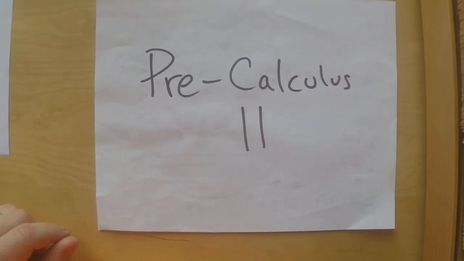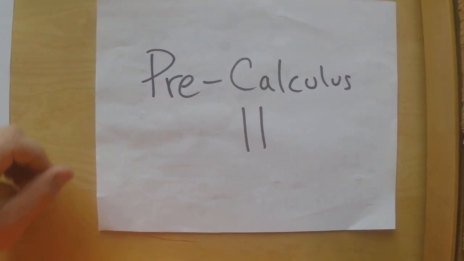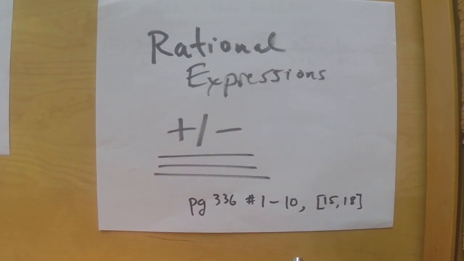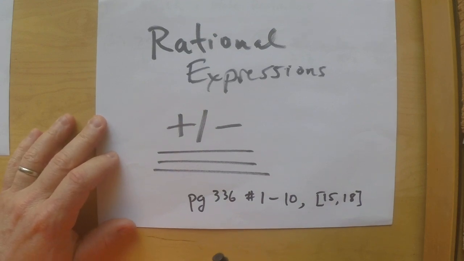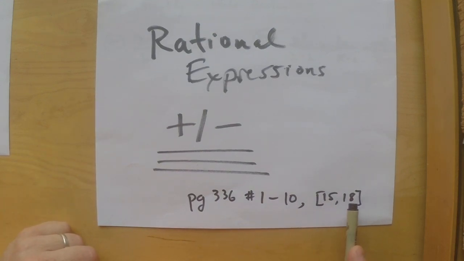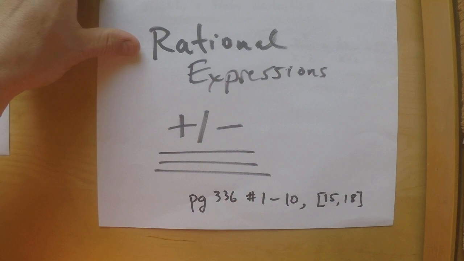All right, pre-calc 11, here we go. Doing rational expressions, adding and subtracting. Page 336, 1 to 10. There's some extra ones, 15 and 18, for extra if you wish.